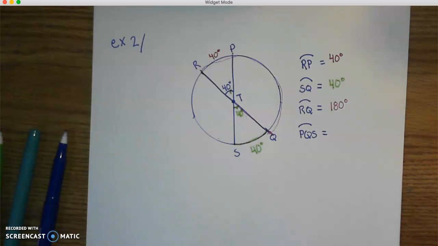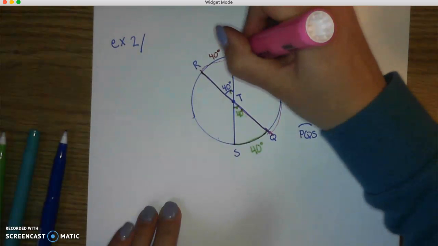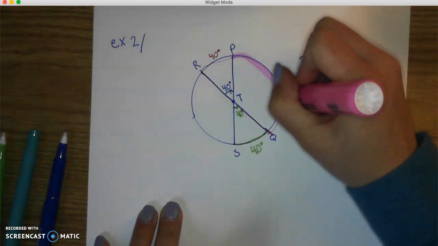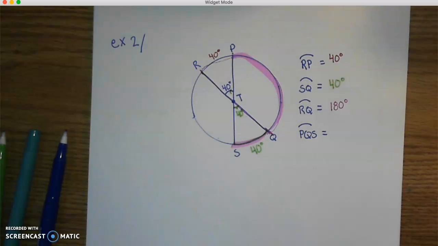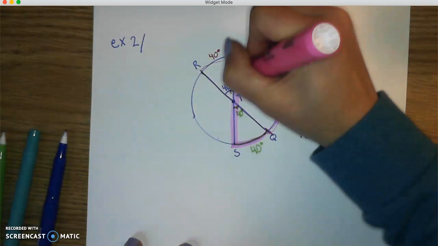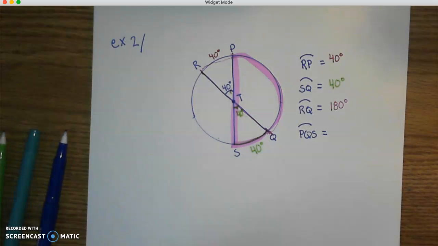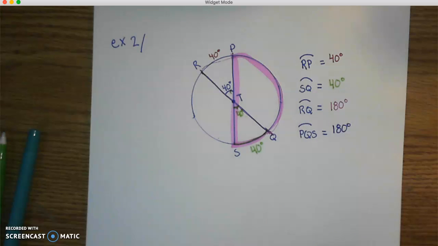All right, this last one I'm going to use my highlighter for. PQS. I start at P, I go to Q, I go to S. Yeah, it looks like it is the other diameter, so it's still 180 degrees.